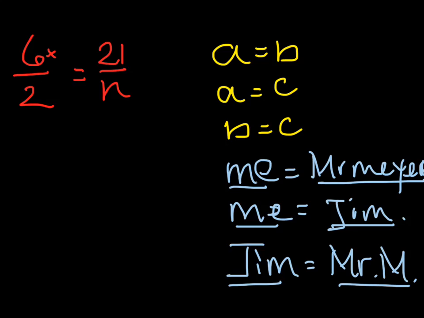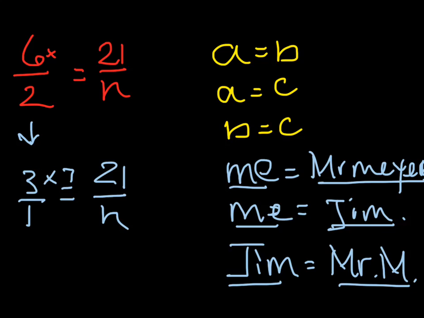One solution is to simply make another identity for 6 halves. We'll simplify it. That's 3 over 1. And if 6 halves equals 21 over n and 6 halves equals 3 over 1, well, then they are the same thing, right? We could say 3 over 1 equals 21 over n also. And then it's easy to see the factor, right? 3 times 7 equals 21. And then, of course, use the same factor here, and we have solved: n must equal 7. 1 times 7 is 7.